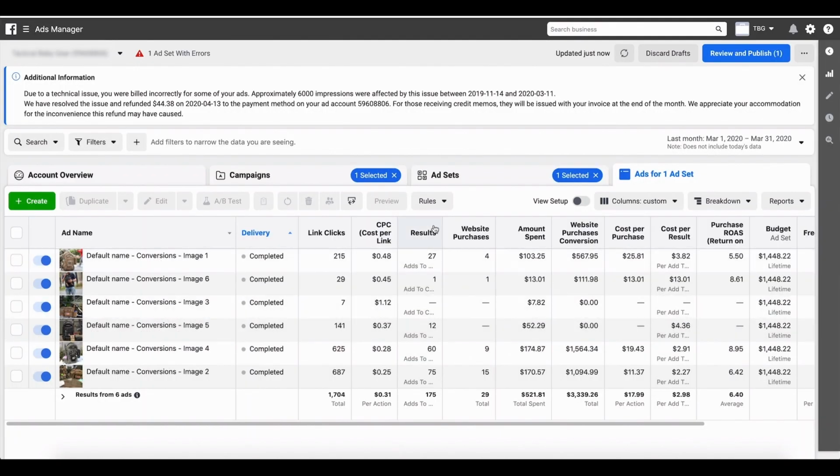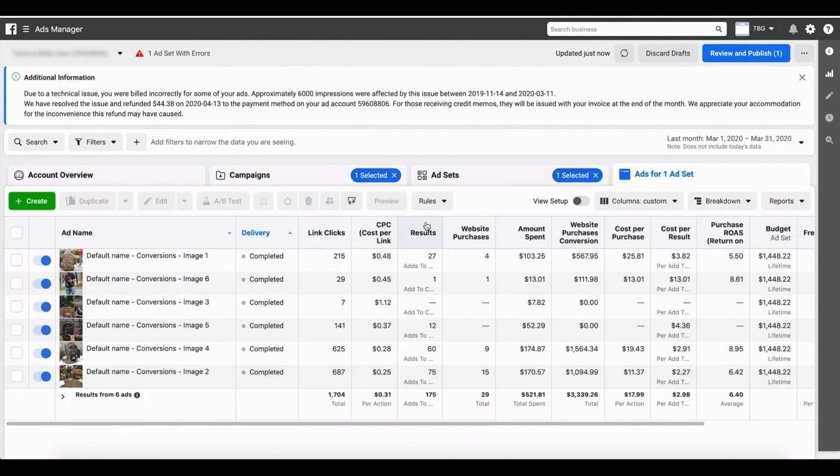And the result is the next one that you're going to see, and that shows us how many add to carts we've had from each one of these ads individually. So as you skim across from left to right, I can see this one had the most clicks, and this is what they cost. This is how many results I've gotten, add to carts along the way. The next one I look at is website purchases. So I group those first 3 together in a quick visualization, and I can compare them from one another.